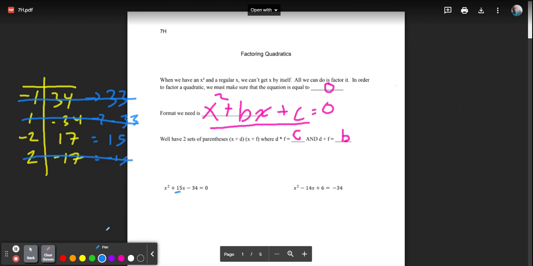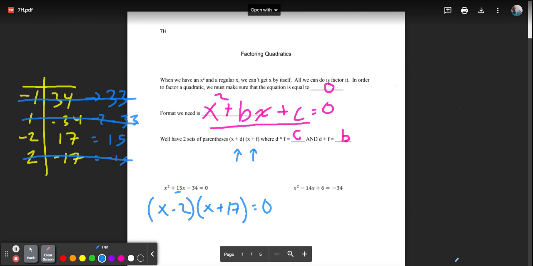So we're left with negative 2 and 17. Those are the numbers that we're going to put in for our D and our F, okay? So we're going to have an equation of x minus 2 and then x plus 17, and it equals 0. Okay, x minus 2 times x plus 17 equals 0.